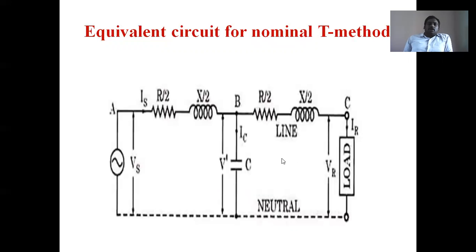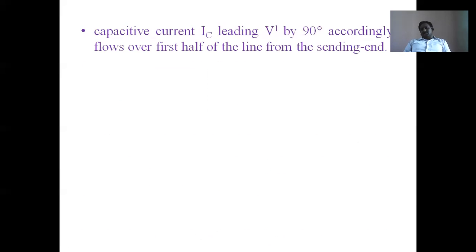Now the equivalent circuit of the T method. Like this, we connect the condenser or capacitor at the middle of the medium transmission line. This is the sending end voltage, this is the sending end current, this is the first half resistance R by 2 and first half reactance X by 2, this is the second half resistance R by 2 and second half reactance X by 2, and this is the receiving end voltage VR and receiving end current IR. Finally, this is the capacitor connected at the midpoint of the transmission line. The voltage across the capacitor is V dash, sometimes also called V1. So from this circuit we can analyze everything.